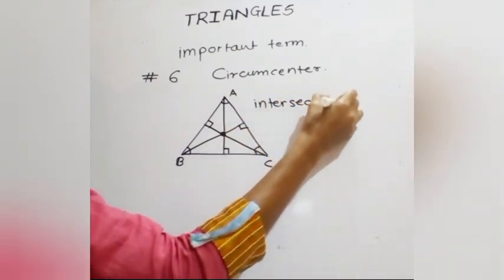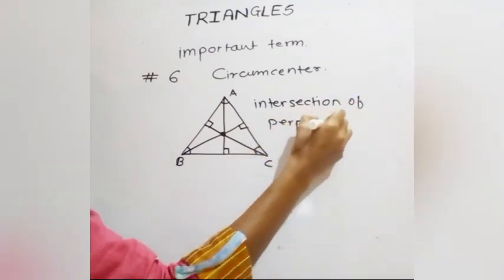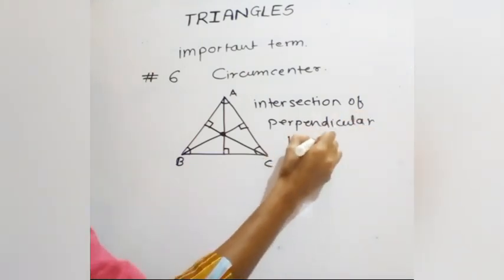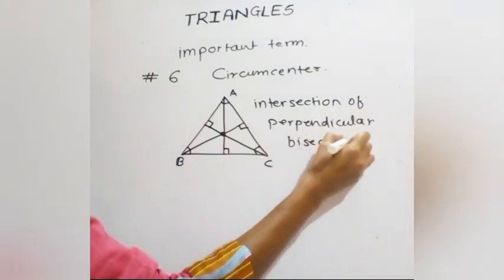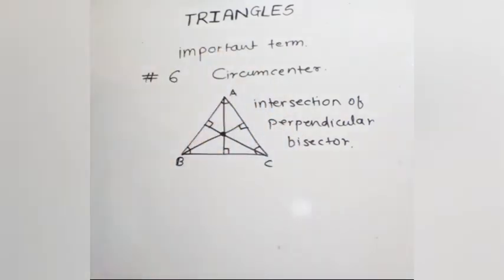Intersection of perpendicular bisectors is called circumcenter.